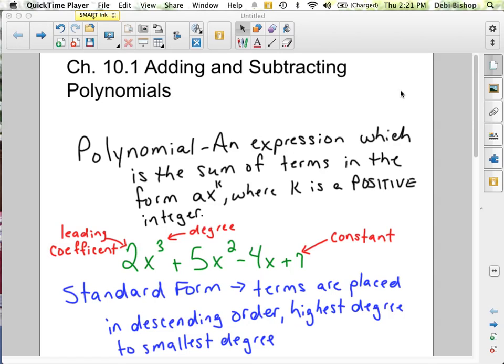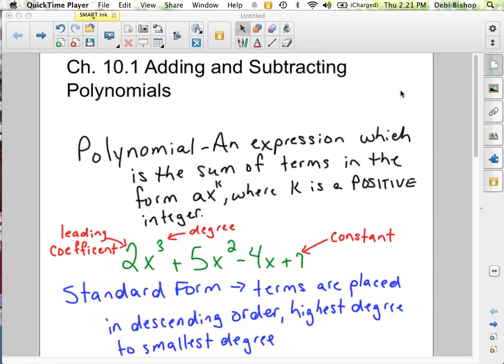If I have 2x cubed plus 5x squared minus 4x plus 7, that is considered a polynomial, because it is a type of addition, so it is sums, because remember, subtraction is just adding the opposite. And where it has ax to the k, for example, that would be 2x cubed.